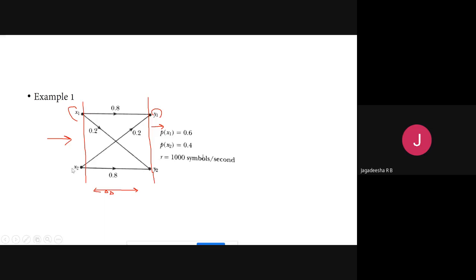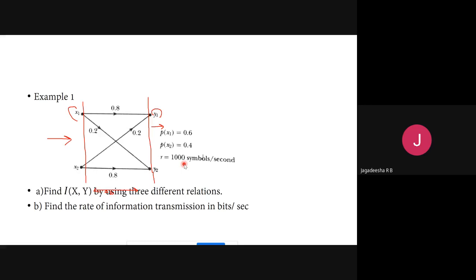And okay, here. Let me continue. So we have the inputs here and the outputs here. And between them, we have the channel. The probability of input is given here, and the rate at which information is injected into the channel is also given. Now with this, what do we need to find out? First, we need to find the mutual information between X and Y. In the same way, we can find the mutual information between Y and X. The values will be the same using 3 different relations. We will see what those relations are. Actually, we have already seen them, but not explicitly.